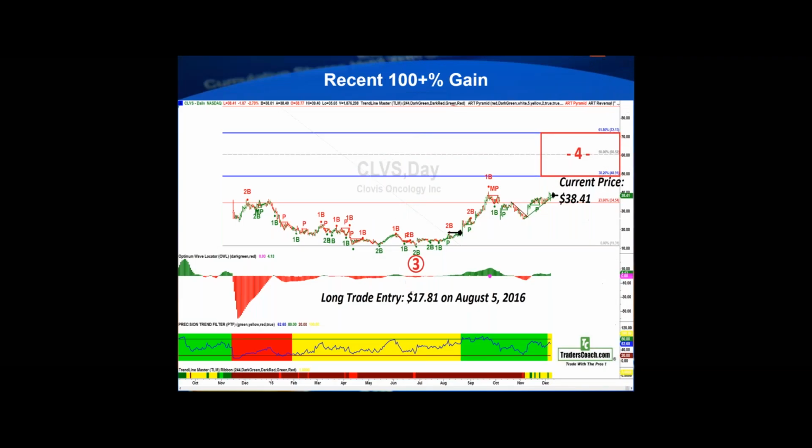And when we have our trading opportunities that we use each and every week, we keep this in mind for you. And here's another one, and this was basically on a daily chart. Wave 3 bottom here. Long trade entered at 17.81 on August 15th. This was a while back. As I said, we've been doing this a long time. Into the wave 4 target zone.